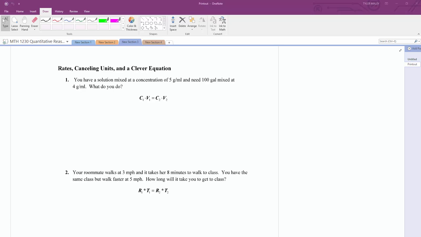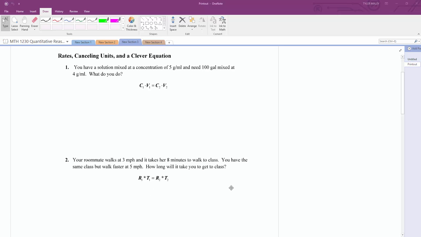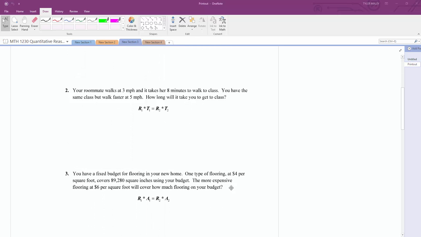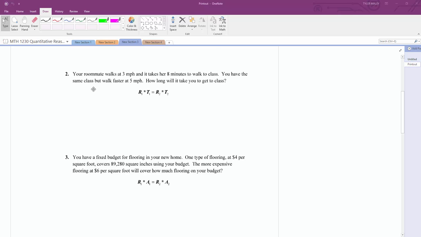Alright, so what we'd like to work on now is the next worksheet, which is rates, canceling units, and a clever equation. This is a short worksheet. I want to skip down to number 2 and explain this one a little bit. I think this will be a little easier one to start with, and then we can move on to the other questions.